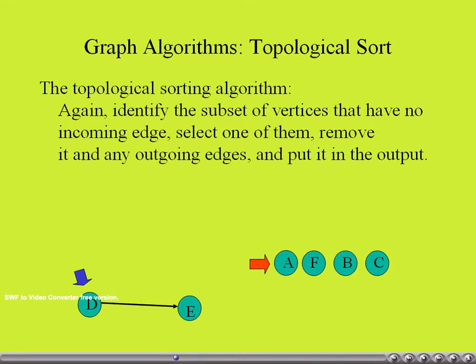Again, we have to select the vertex whose in-degree is 0. Incidentally, D is such a vertex. So that is kept in the output list, and all the outgoing edges from D will be removed. Finally, the vertex E will be selected, and the same will be kept in the output list. Thus, the topological order of this graph is A, F, B, C, D, E.